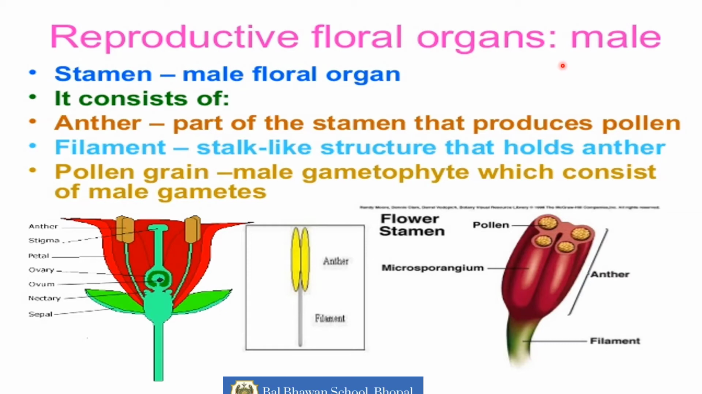Let us discuss the male part of a flower. Stamen is the male part of the flower. Stamen has two parts, an anther and a filament. Anther is the part that produces pollen, and filament is the stalk-like structure which holds the anther. And pollen grain consists of male gametes.